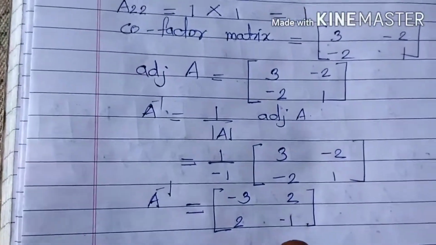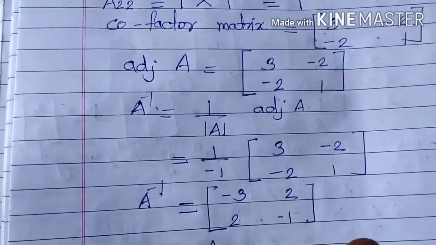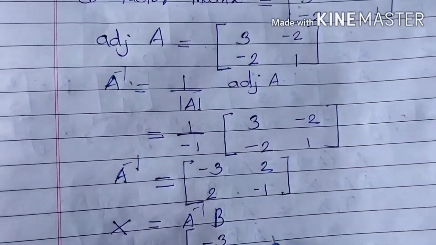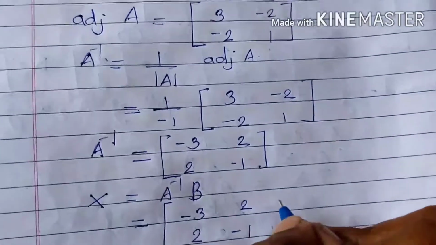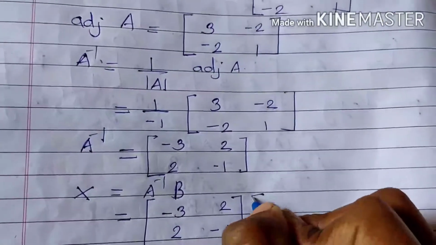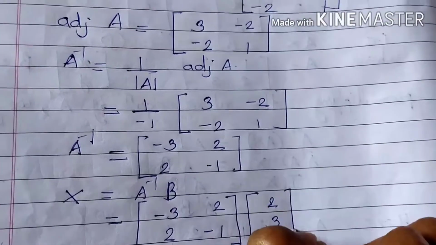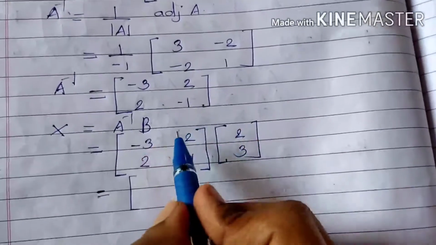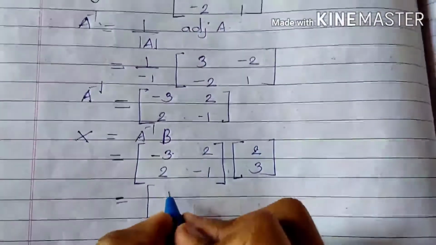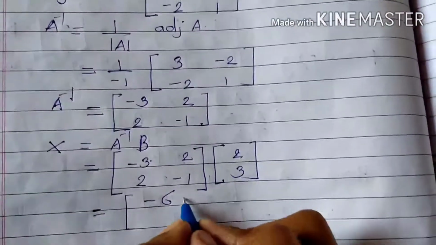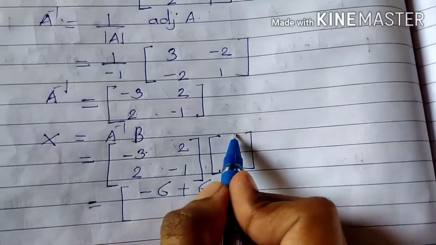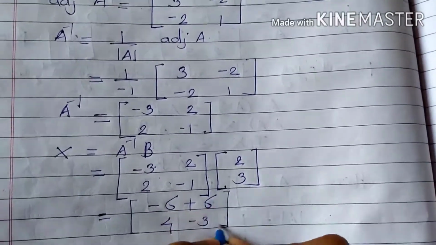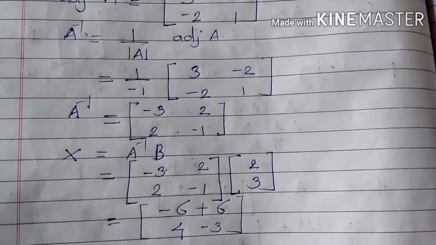Now you have to find X. So X is equal to A inverse into B. Put the values. A inverse is minus 3, 2, 2, minus 1, and value of B is 2, 3. Multiplying this, how to multiply? Minus 3 into 2, minus 6, plus 2 into 3, plus 6. 2 into 2, 4, minus 1 into 3, minus 3. So answer is 0, 1.